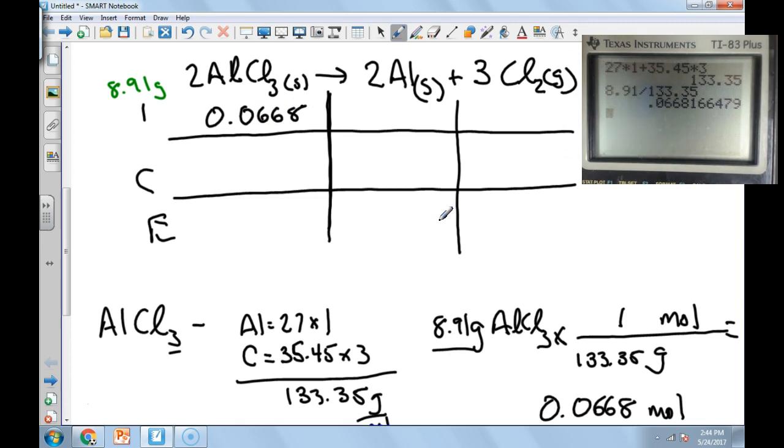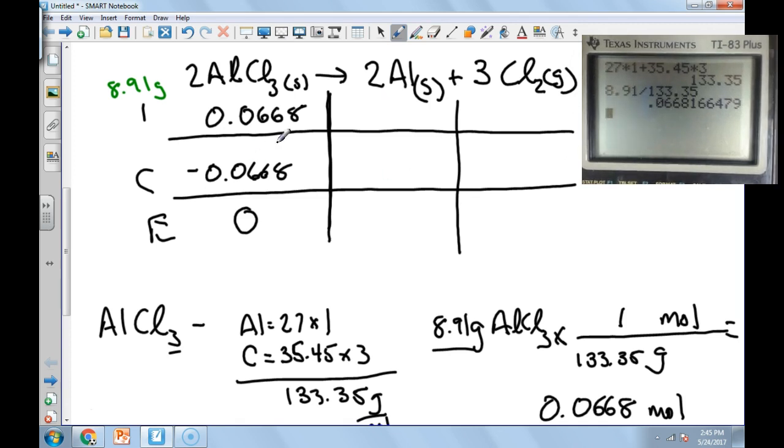Now, let's go on. So this is going to go down to 0. At the end, we're not going to have any of this left over. It's all going to react away. So now this is going to be minus 0.0668 because we're going to subtract as much of it as it will allow.